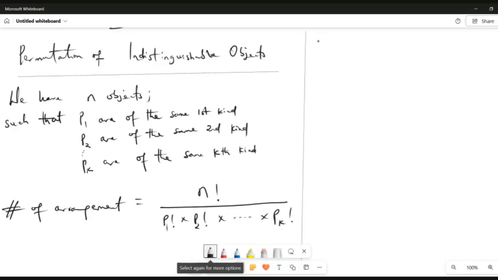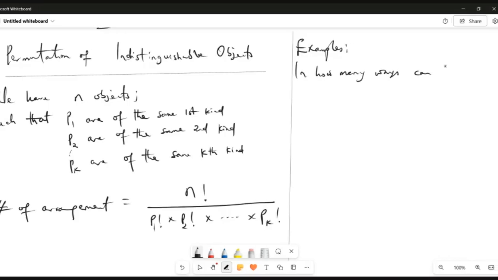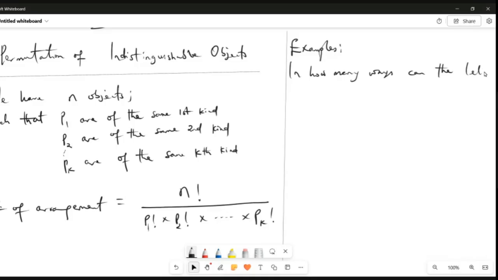So where are we? Okay, so let's say now we want to arrange examples. In how many ways can the letters in the following words be arranged? So the first one, let's say the first one is daily.